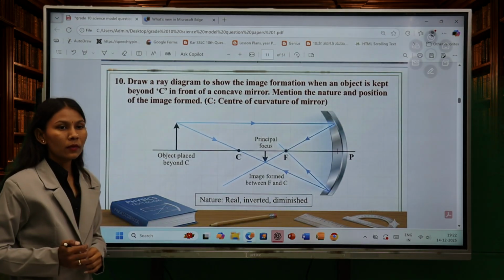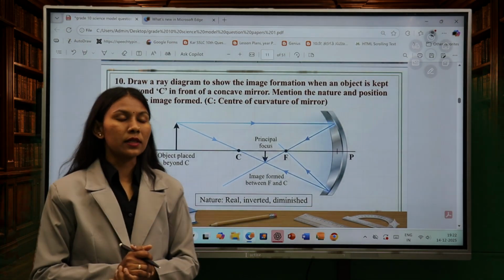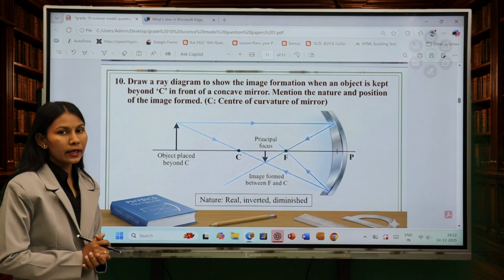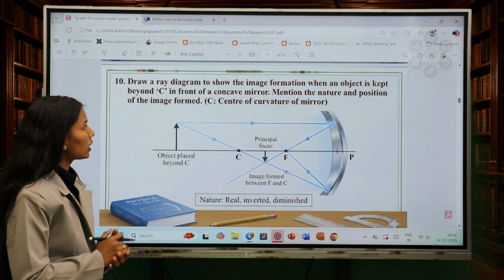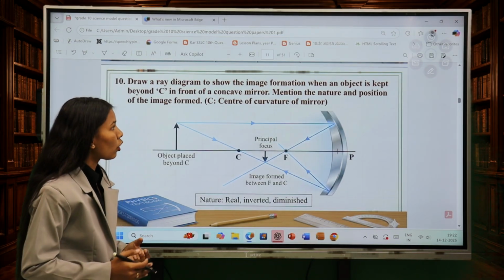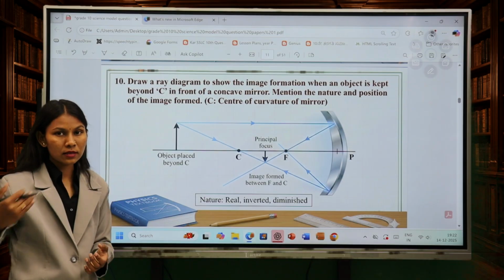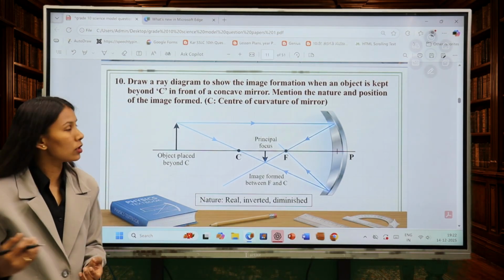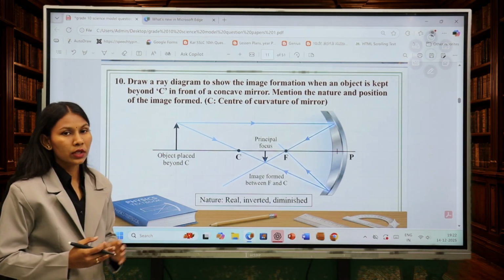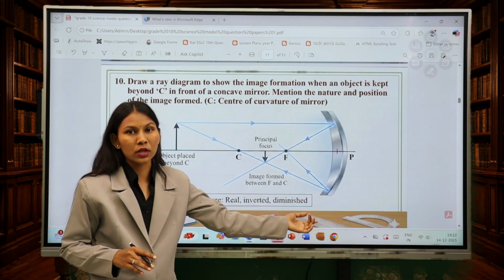Okay, so our 10th question is, draw a ray diagram to show the image formation when an object is kept behind C, meaning behind the center of curvature, in front of a concave mirror. As you can see here, this is a concave mirror.